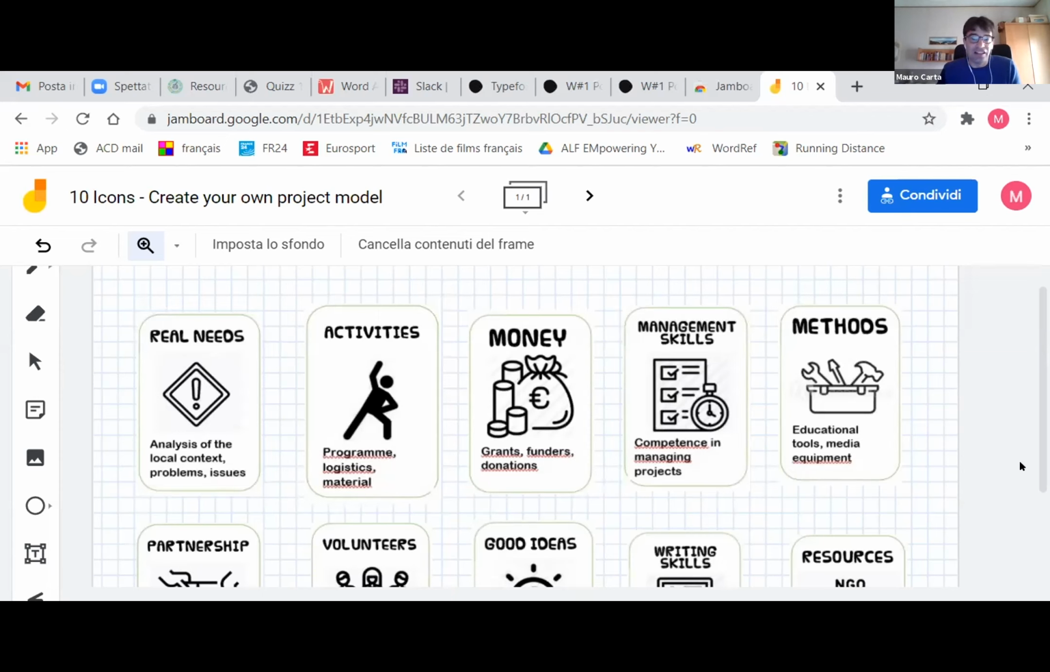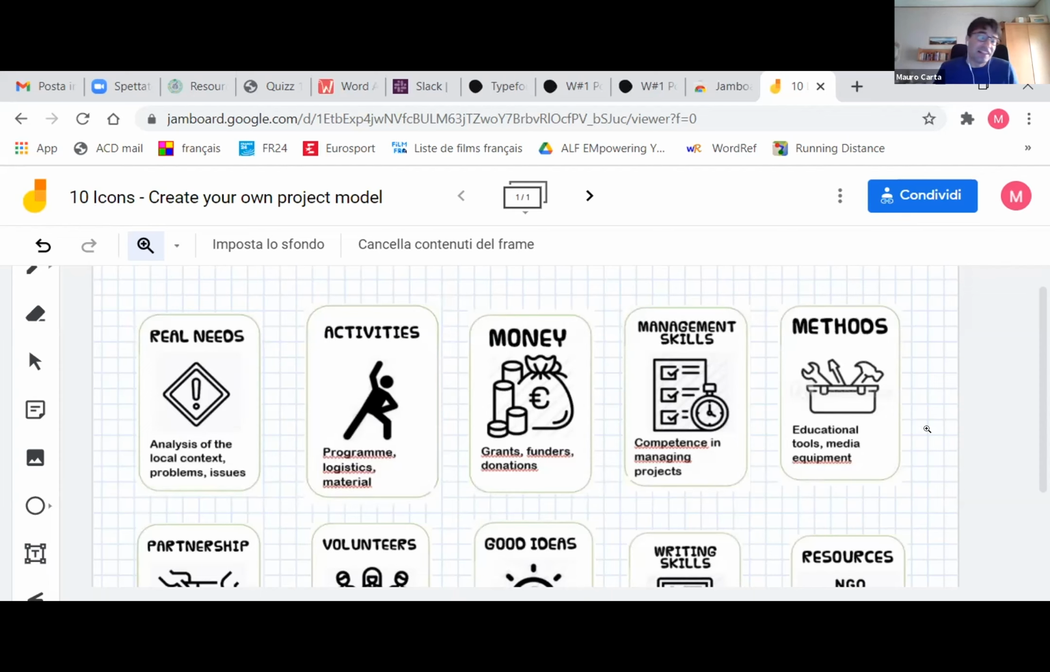Money. Money refers, of course, to grants, to funding opportunities, and can also be donations, and this is an essential part. Without money, we cannot run an ambitious project. Management skills refer to the skills of the staff, for example. We are not talking about writing skills, we are talking about management skills. So the skills that you should possess to implement a project once the project application is accepted.